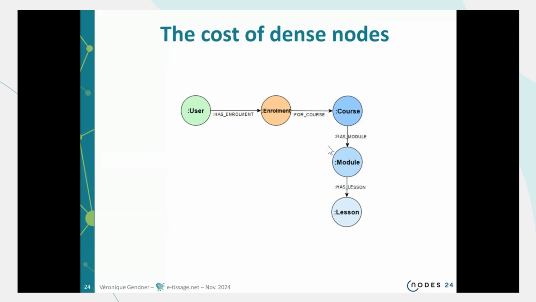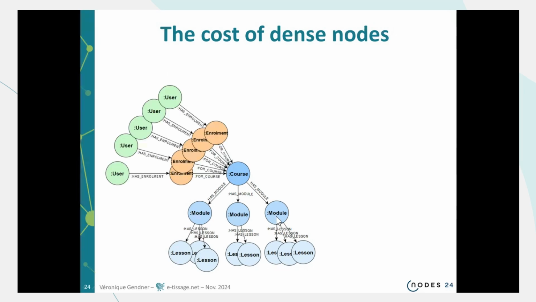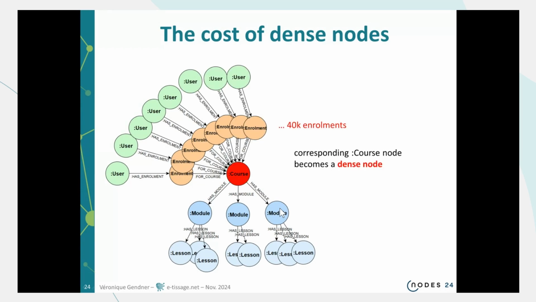This user enrolls for courses, which is represented by an enrollment node. This is a portion of the database for a course made of 3 modules, each with 2 or 3 lessons, and a user enrolled for the course. Now, the problem is that Neo4j's most popular fundamental course has 40K enrollments. This is what is called a dense node. That is a node with a high degree, a lot of connections. This means that expanding from this course to the enrolled-in relation is very costly.